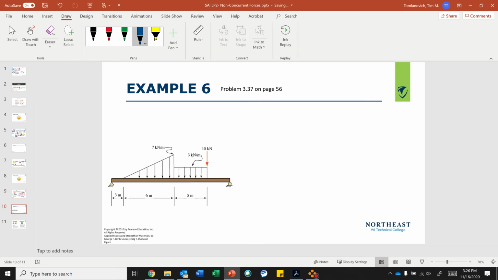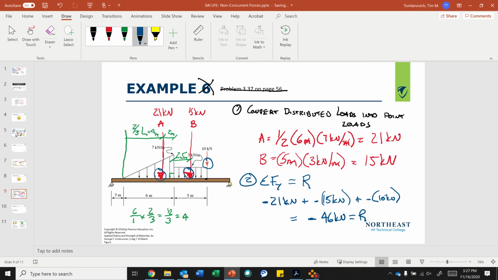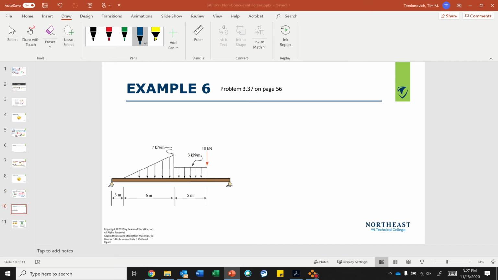to the next page. All right, so now we have to sum the moments. So I'm going to go back and forth. Sum the moments. Step three. Sum the moments. Oops, I don't need to write it that big.